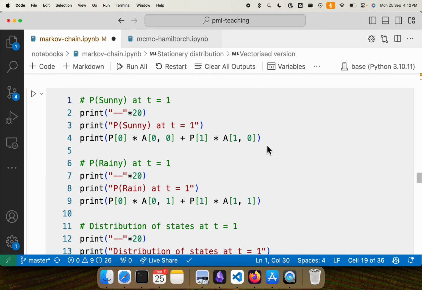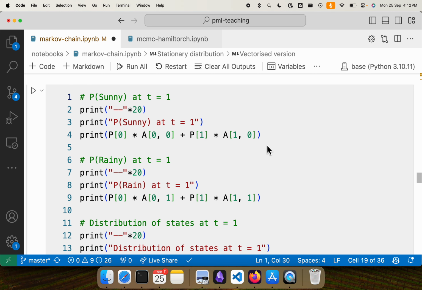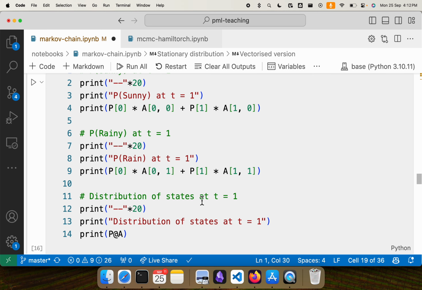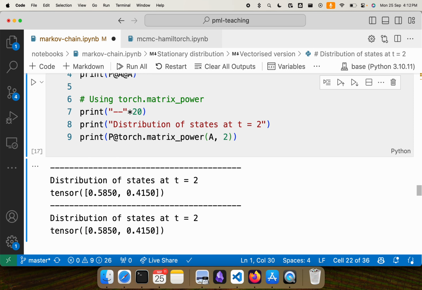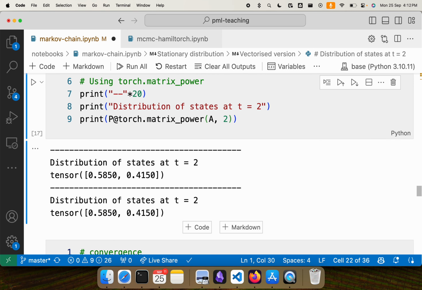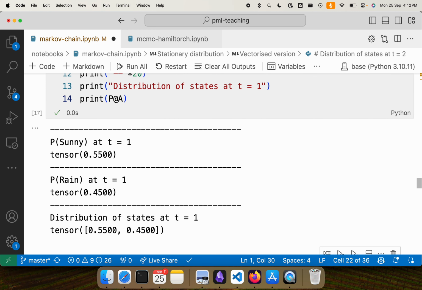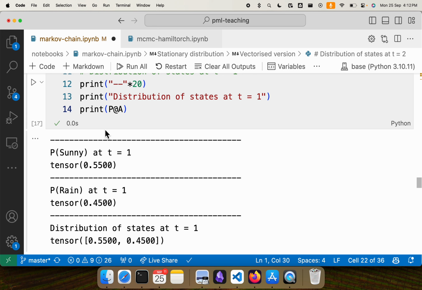So, what we are saying is that the probability of sunny at time t equal to 1 is P0 into A00 plus P1 into A10, we have already seen this. Similarly, rainy at time t equal to 1 is P0 into A01 plus P1 into A11, or the distribution at state t equal to 1 is P into A. If we look at this, these are exactly the same, right. P into A gives us 0.55, 0.45, and P sunny at t equal to 1 and P rainy at t equal to 1 is the same.